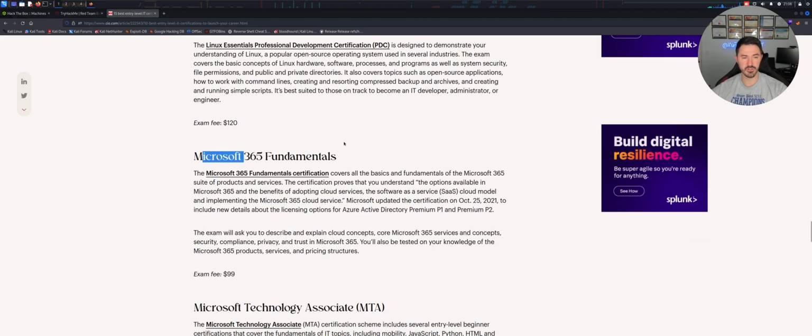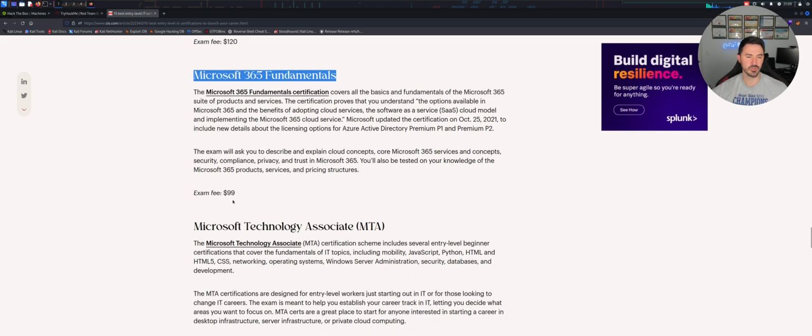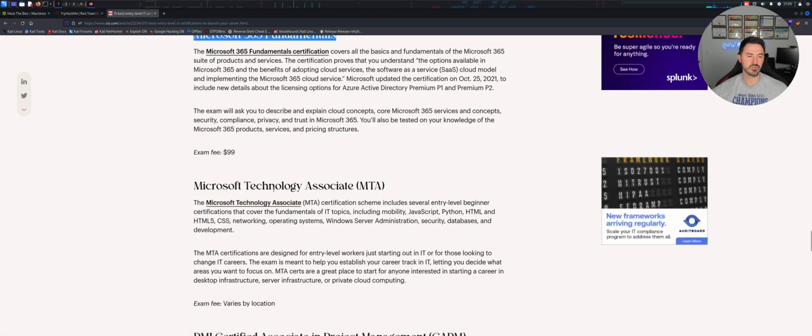So keep going down to the Microsoft 365 Fundamentals. This is definitely something critical because a lot of companies, probably 95% of the companies out there, are using 365, right? Every company I worked for, we used Office 365. So having those fundamentals of Exchange and SharePoint and Teams and so on is definitely going to make you stand out, right? So that's only $100.